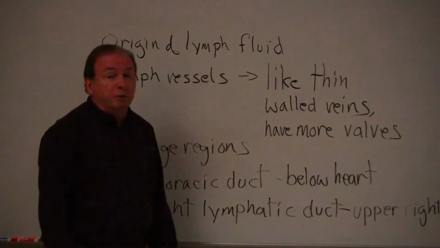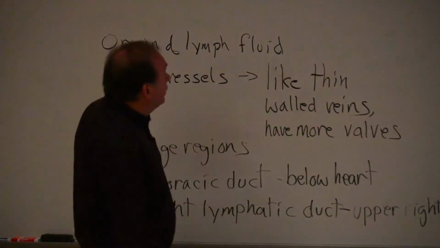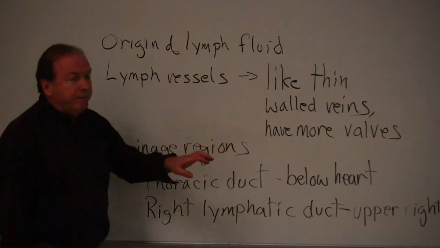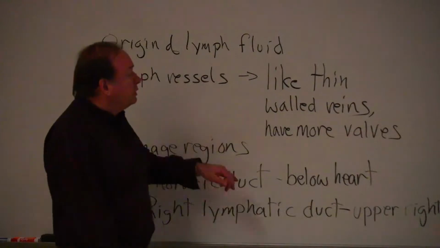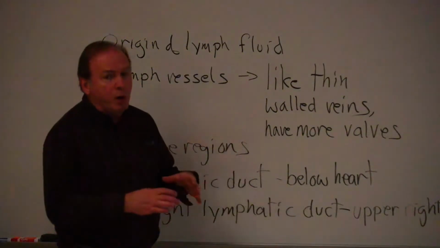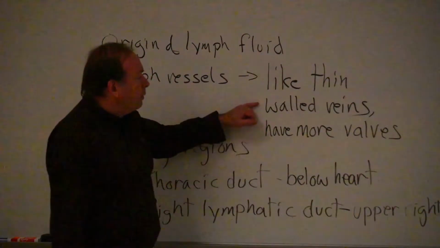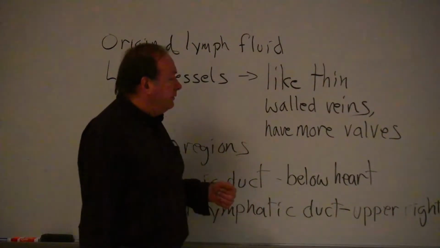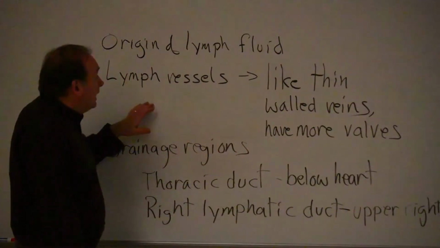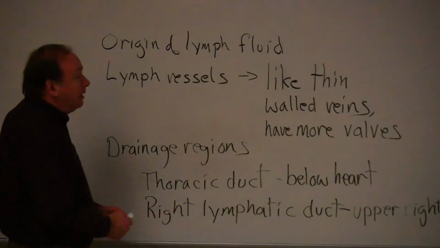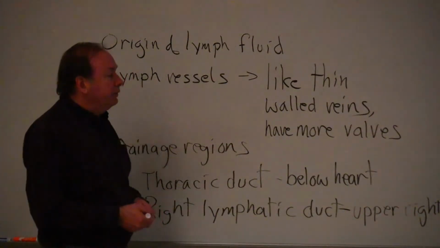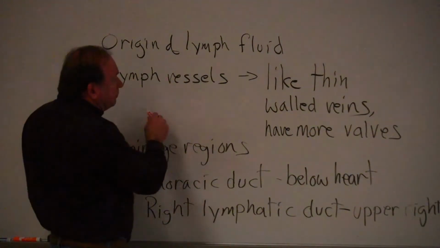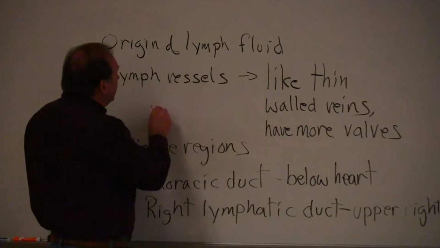Some of the other topics that we dealt with regarding the drainage of lymph fluid, we've already talked about the origin of the lymph fluid. The different lymph vessels that drain the lymph, they're very much like veins. They're like very thin-walled veins. And they have more valves along the length of each of the vessels there. In addition to this, we should add that along the path of lymph fluid drainage, there are lymph nodes. So all of these vessels pass through lymph nodes.